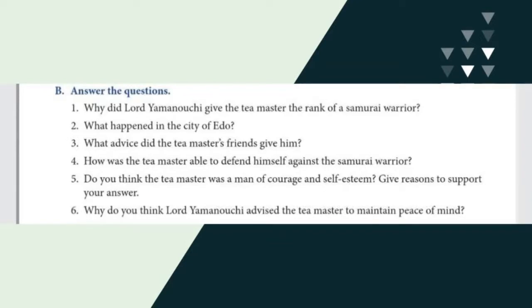Let's move to the second exercise, that is answer the following questions. Let's see the first one. Why did Lord Yamanouchi give the tea master the rank of a samurai warrior? Because the Lord was happy with the way the tea master prepared and served tea. So that's why he gave the title and rank of a samurai warrior to the tea master. Let's move to the second one. What happened in the city of Edo?